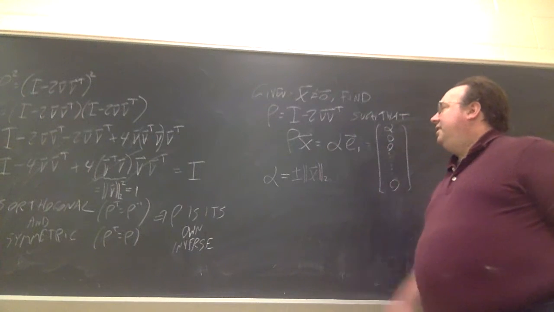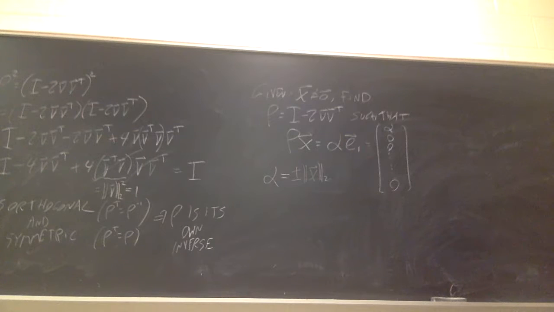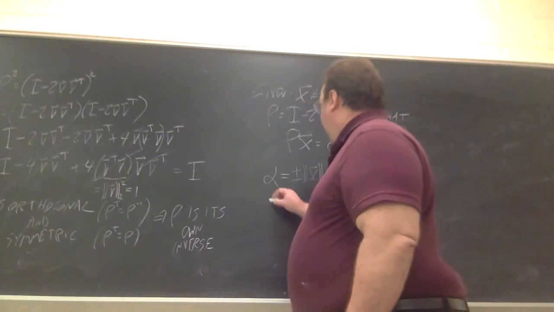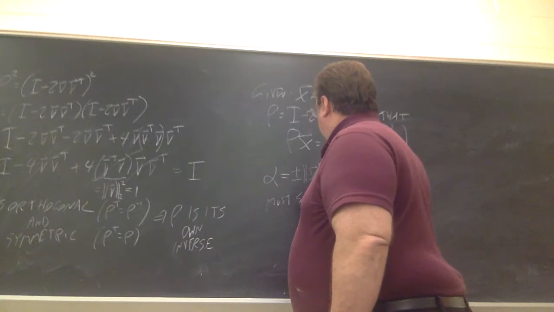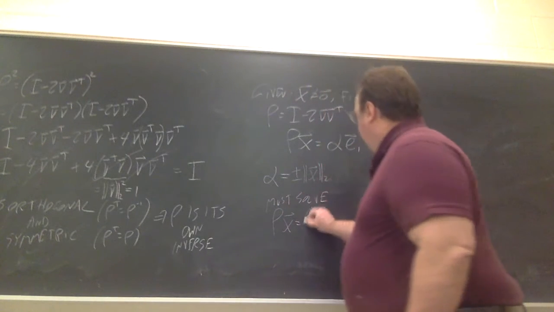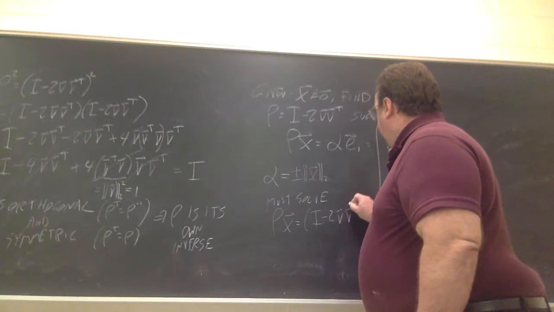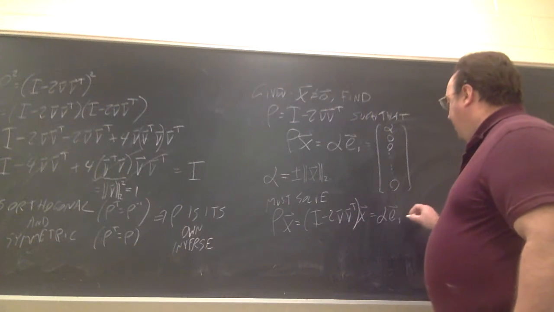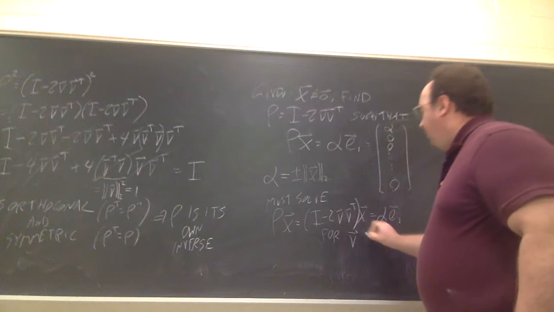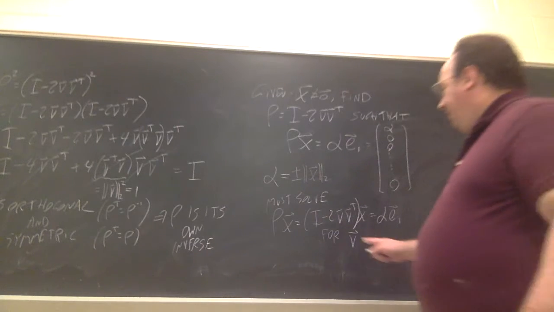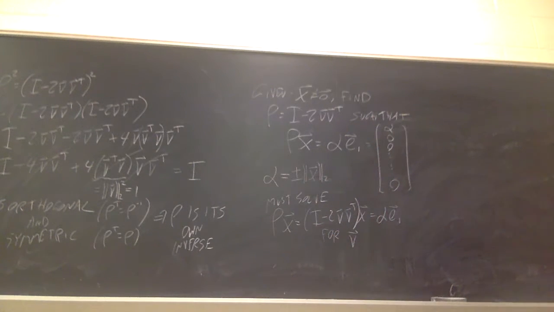Now, v determines what P is. So we've got to find the v that will do the trick, that will make this happen. So we have to solve this equation: P times x, which is equal to (identity minus 2 v v transpose) x, is equal to alpha e1, for v. So we just have to find the v that's going to let that be satisfied, assuming that it's possible, which you're going to see that it is.